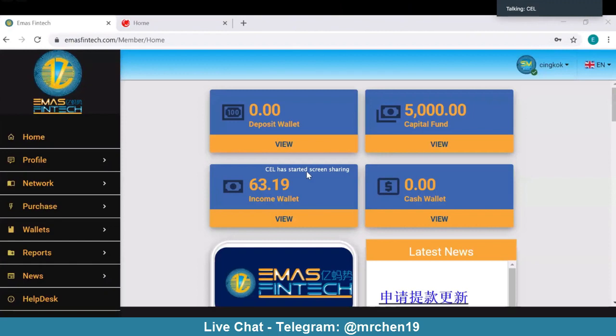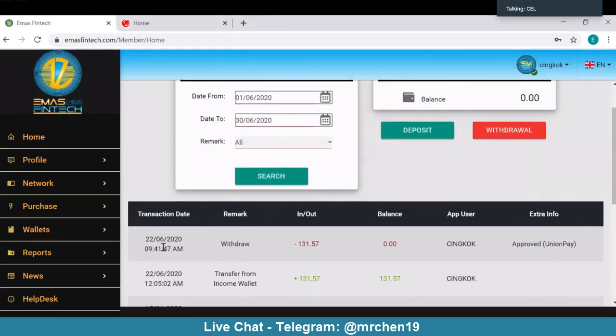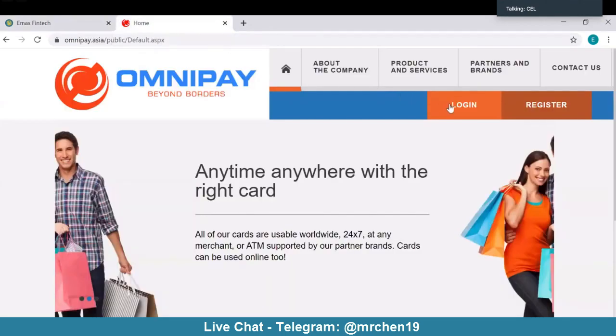Okay, no problem. Are you ready, Chill? Yeah, no problem. Thank you very much. You try to switch on your share screen. I already switched it on. Okay, participants, you can see this is my Emas Fintech backend portal. This is the withdrawal on 22nd of June, 9:41 a.m., 131. Then I go to this only pay.